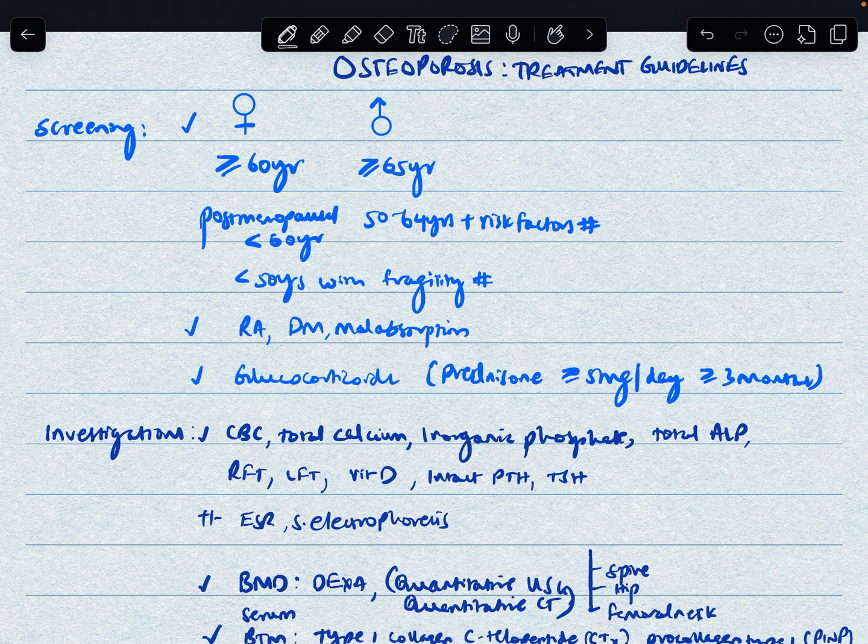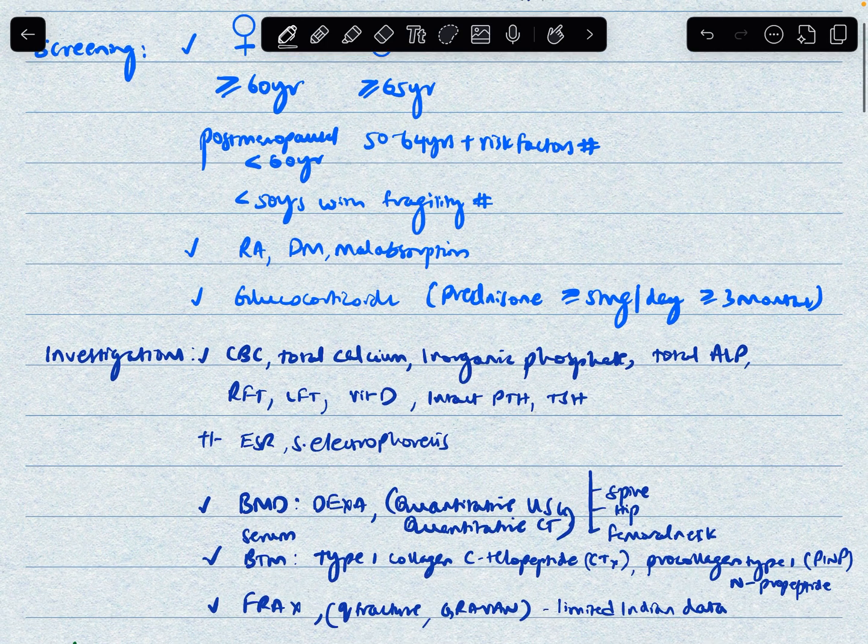and Z score. A few other investigations for screening are the bone turnover markers, that is type 1 collagen C telopeptide and procollagen type 1 N propeptide, which may also be advised in these patients. And the FRAX tool gives the 10-year risk of hip fracture or any major osteoporotic fracture. However, the utility of the FRAX tool in the Indian population should be judged with caution because of lack of data.